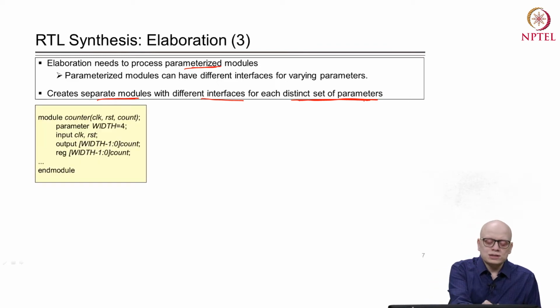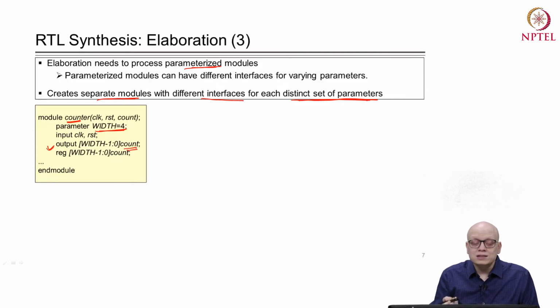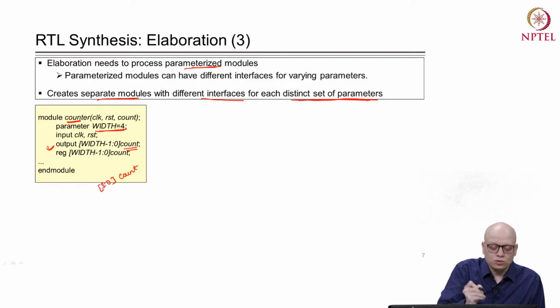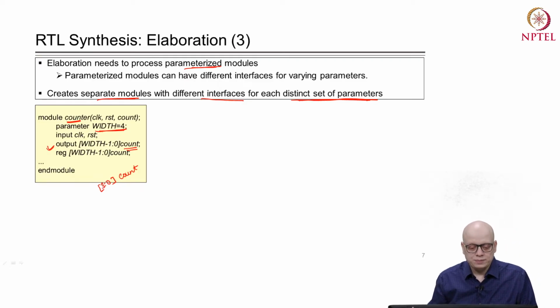Suppose there was a parameterized module counter with a parameter width with a default value of 4, and there is an output port with the name count, and its size depends on the value of this parameter width. So, if the value is the default value, then the output port count will be treated as count 3 down to 0. It will be 4-bit wide.